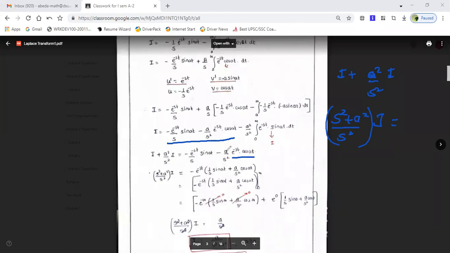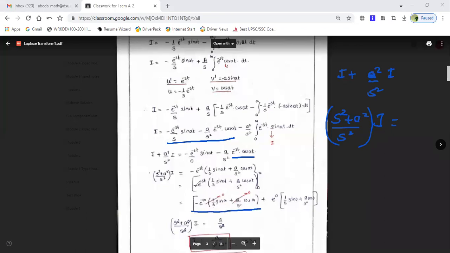this e to the power minus st, you can take out here with a minus sign. Then what is remaining inside is 1 upon s sin at plus a upon s square cos at. Now applying the limit from 0 to infinity. If it is e to the power minus st, wherever t is there, if you apply infinity, the term corresponding to infinity will become 0. So if I substitute the upper limit, the whole thing will become 0, since e to the power minus infinity into this whole thing becomes 0.